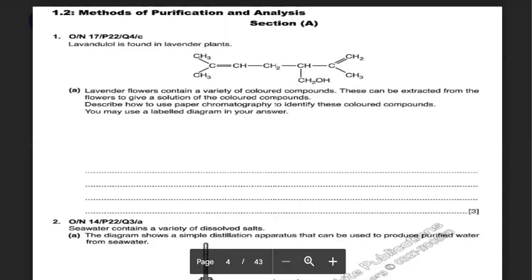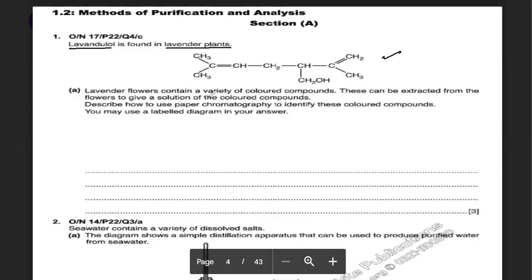So in this, they are asking, this is a question. It says that lavandulol is a lavender plant. This is the name of a lavender. Lavender is a smell which we have normally seen in talcum powder, and it has a very pleasant smell. So this is a chemical which is present in the lavender plant. So the formula which is given to us is the formula for lavandulol, right?